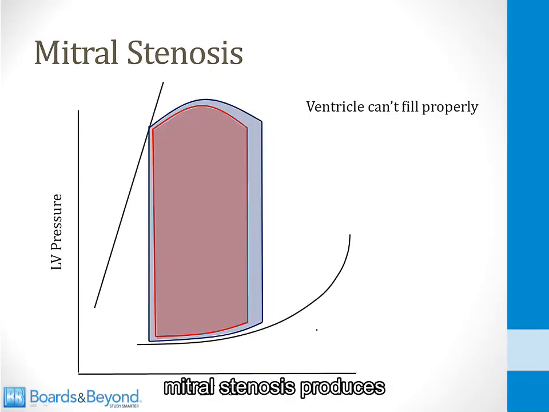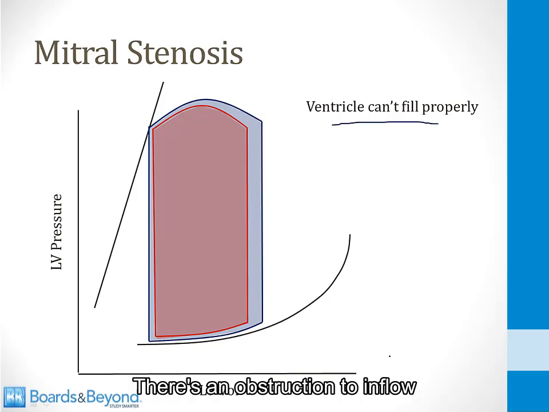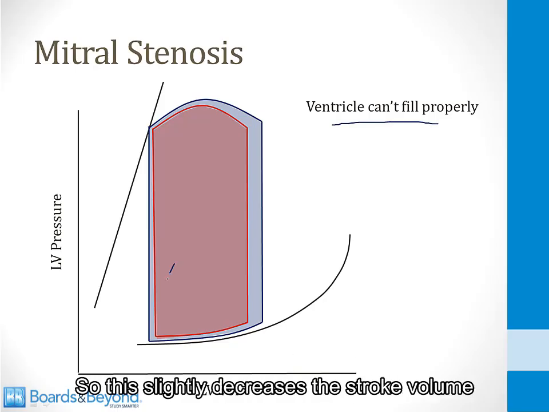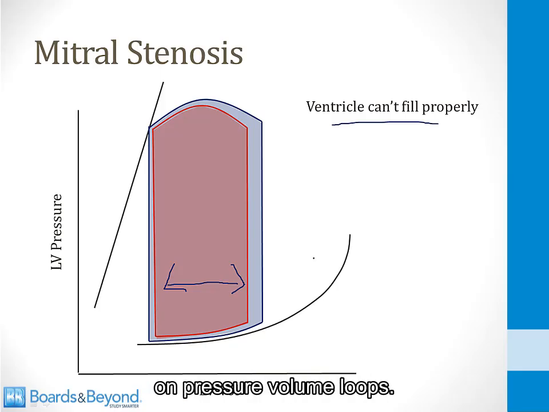And then finally, mitral stenosis produces the red pressure volume loop shown on the screen here. It's very similar to the blue one, it's just a little bit smaller, and that's because the ventricle can't fill properly. There's an obstruction to inflow from a stenotic mitral valve, so this slightly decreases the stroke volume and makes a pressure volume loop that is just slightly smaller compared to normal. And that concludes our video on pressure volume loops.